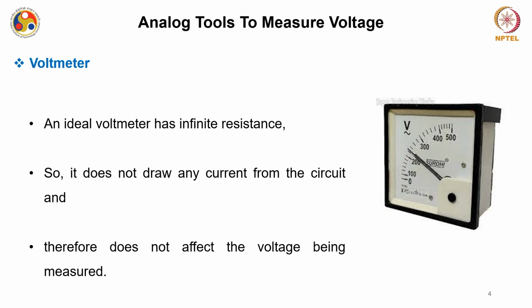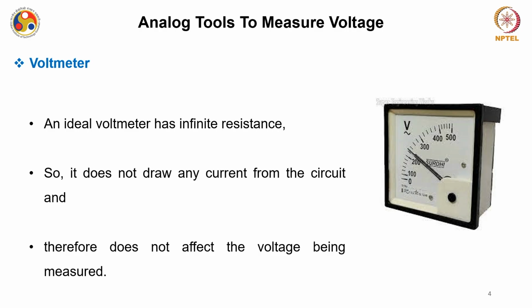If I talk about an ideal voltmeter, it has infinite resistance. You can correlate it with the ammeter that we saw in the previous class, where we saw that an ideal ammeter should have zero resistance. The origin of that zero resistance was how it is connected in a circuit. Similarly, the origin of the idea that an ideal voltmeter should have infinite resistance is also very similar, like how it is connected in a circuit.